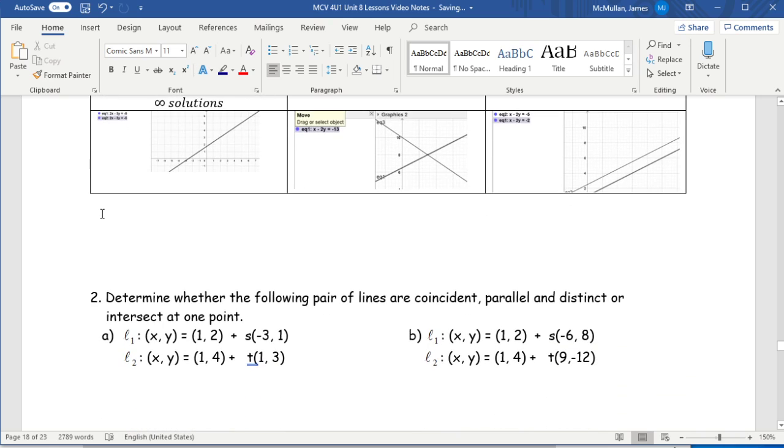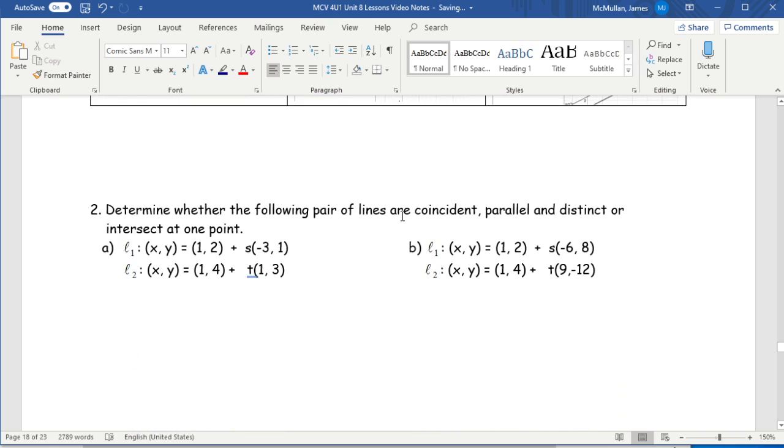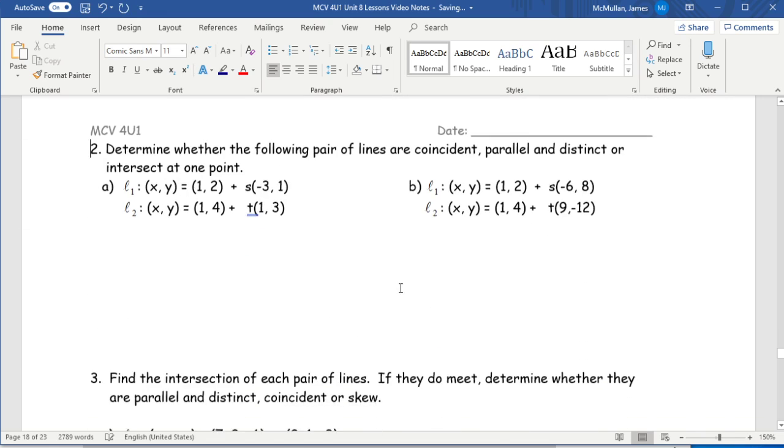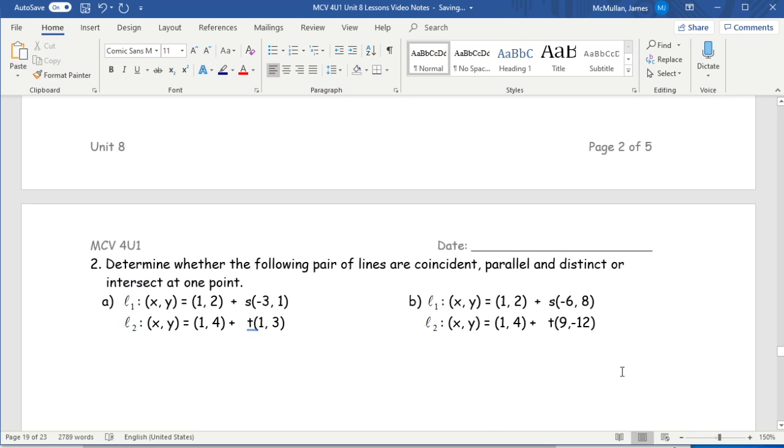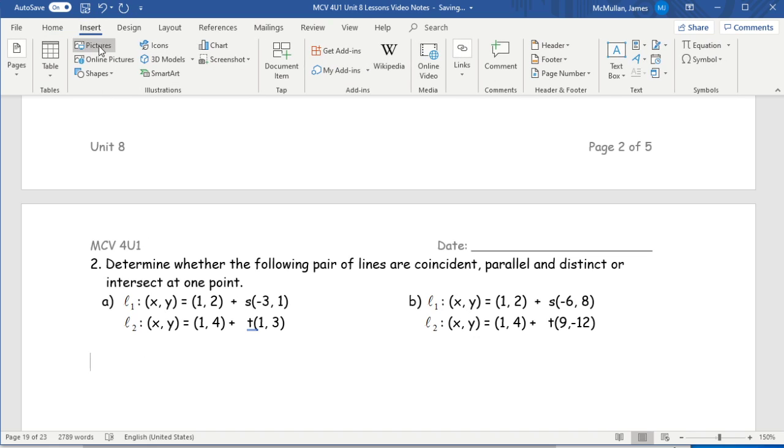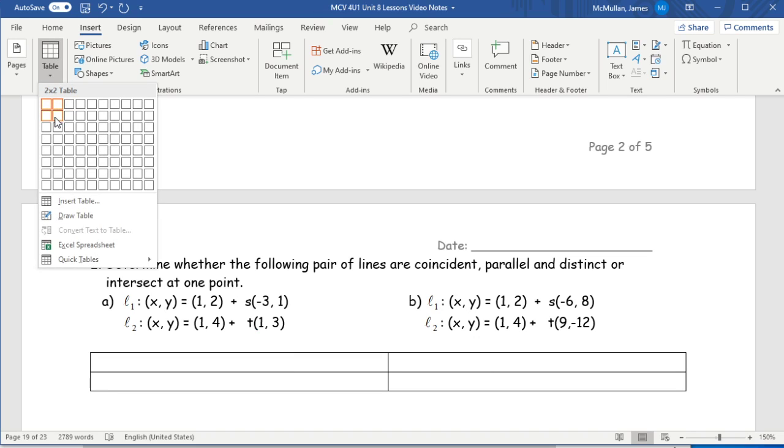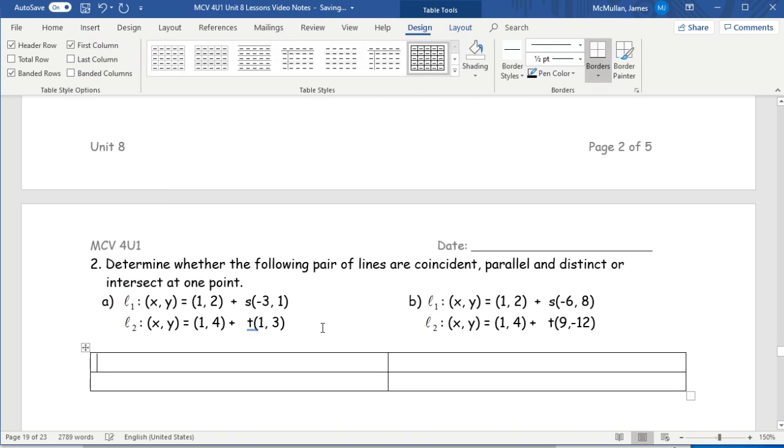All right. Determine whether the following pair of lines are coincident, parallel and distinct, or intersect at one point. All right, so this would be the same idea as the one we did above. The difference is we're in vector form here, as opposed to scalar form, the way we were above. So how do you check if things are parallel in this case?